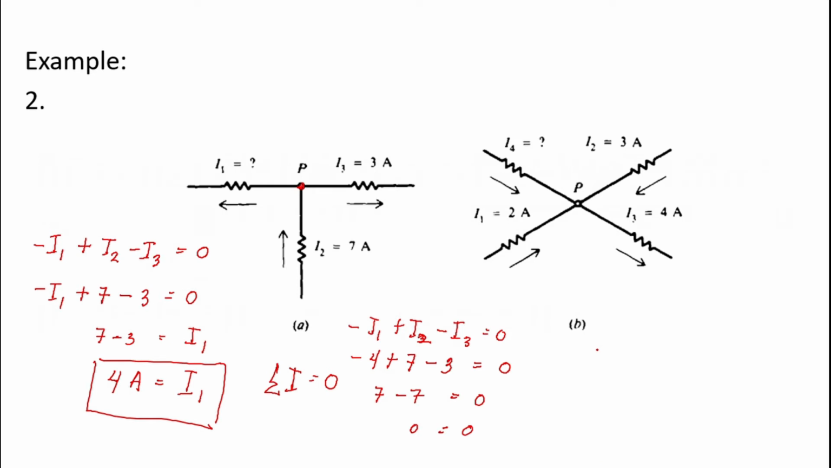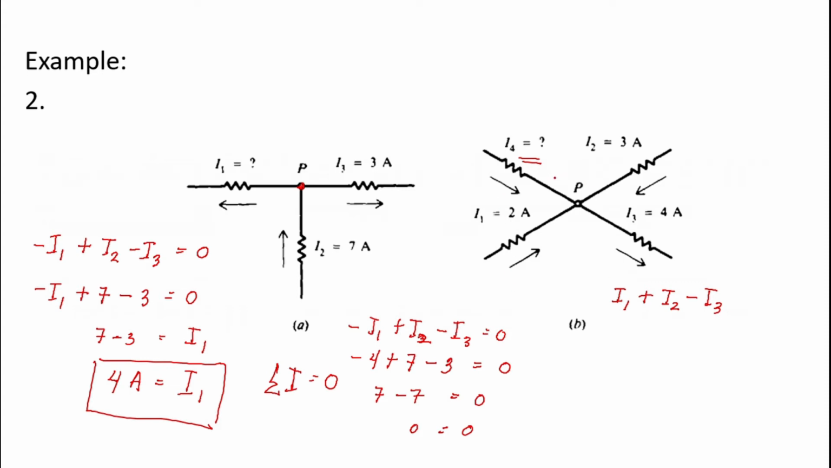Now, for the illustration of letter B, we have I1, I2, I3, and then I4. Now, for this problem, or this circuit, I4 has no value. So, let us make an equation again. I1 is entering the junction, therefore that's positive. I1 positive, I2 entering the junction, plus I2, I3 is leaving the junction, minus I3, and then I4 is leaving the junction.